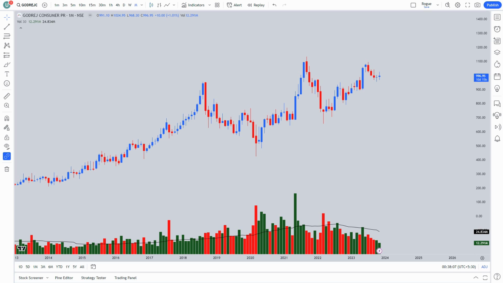Now, if you can identify this simple basic structure, you also understand where you have to look for opportunities. Always look for opportunities at the end of a corrective and beginning of an impulse, because this is where you're actually getting a reversal on a higher time frame. So you have to look for opportunities at this particular point.